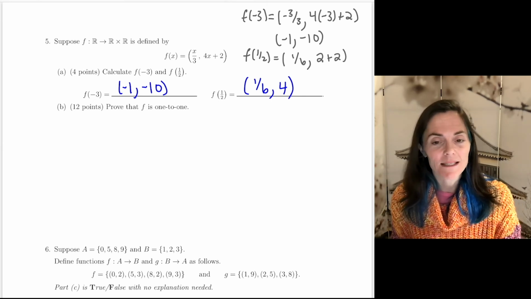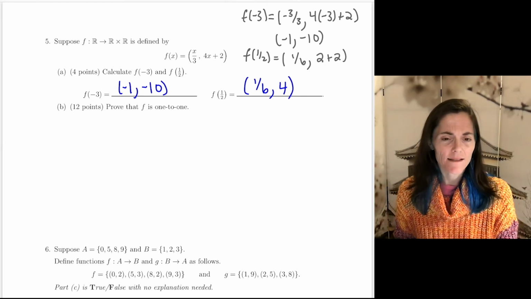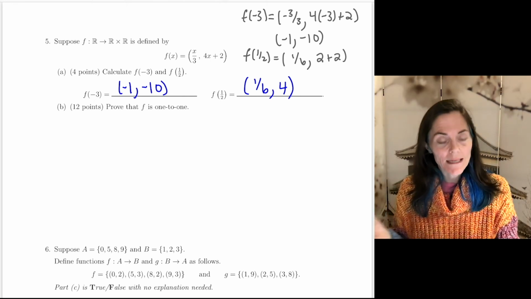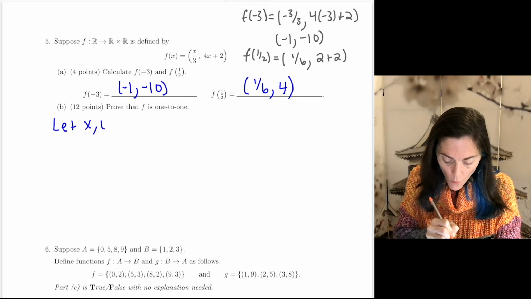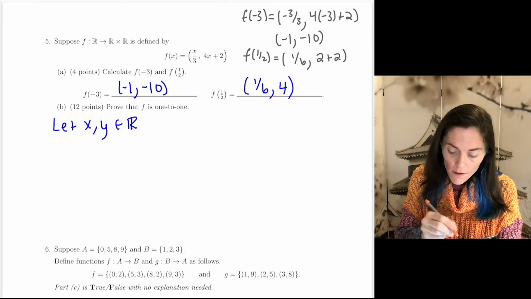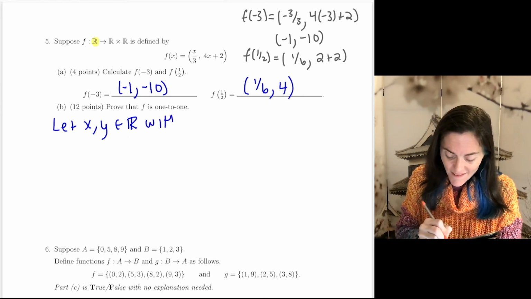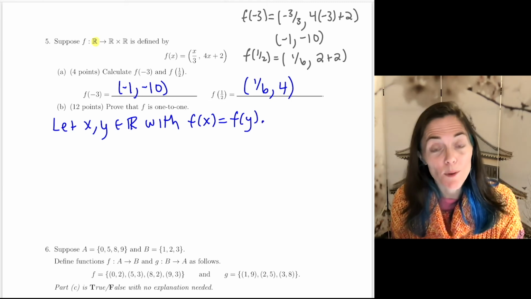Just as a comment, we could also prove it's not onto, but this wasn't asked in this problem. So how do you prove a function is 1-to-1? You want to let, say, x, y in your domain, which is R, with f of x equals f of y. This is how your proof should start.